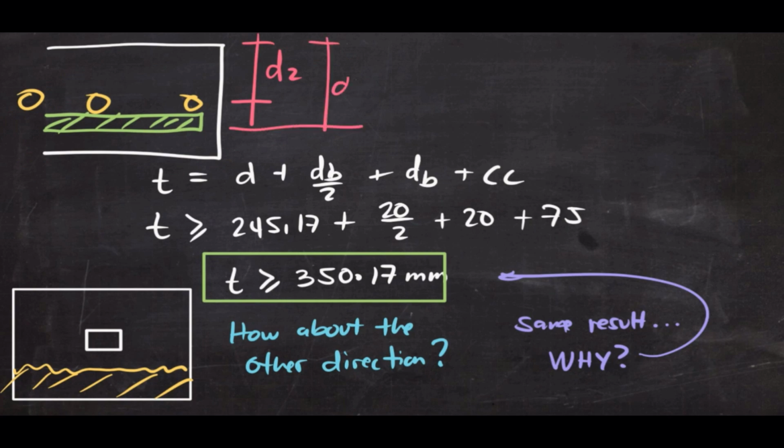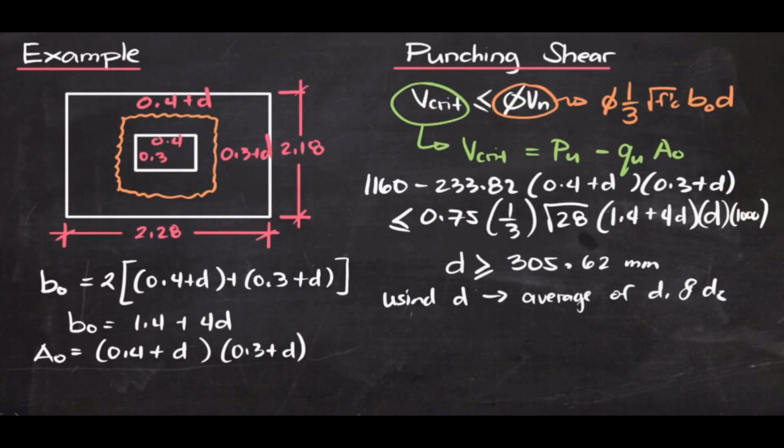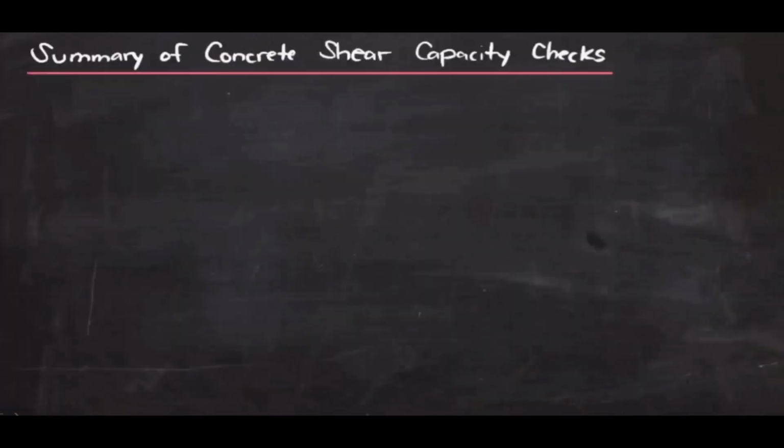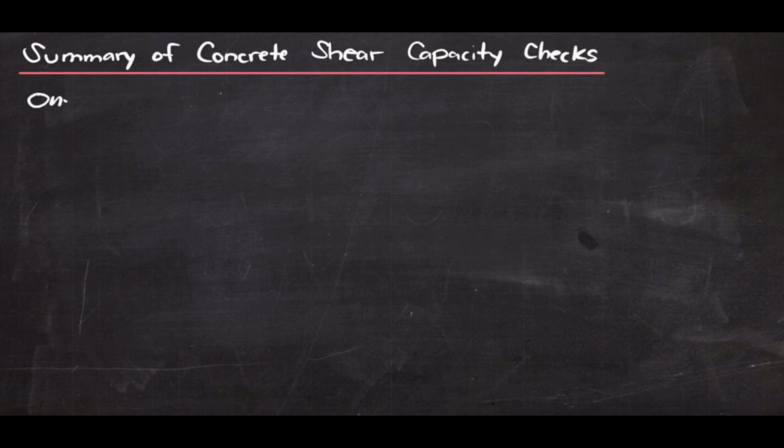Now, using D for two-way or punching shear as the average of D1 and D2 from this figure, D1 would be up to the center of the bottom bars, and D2 would be up to the center of the top bars. You will get T should be D plus the bar diameter plus C sub C. So the thickness should be greater than 305.62 plus 20 plus 75, or the thickness should be greater than 400.62 millimeters.